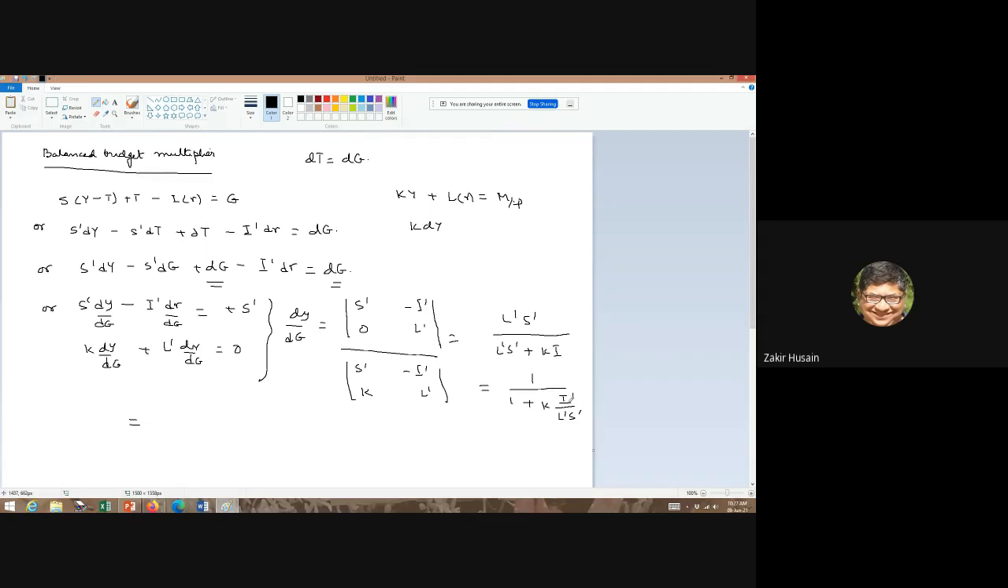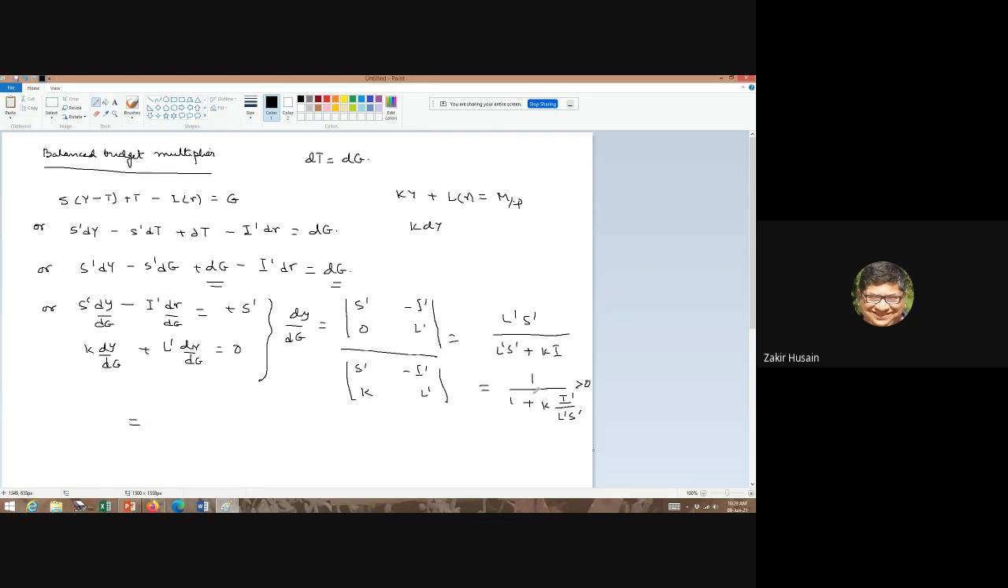Okay, so we have, well, first is it positive or negative? So I prime is negative, L prime is also negative. The two negatives cancel out, S prime is positive. So this is positive. So everything is positive and this will be greater than 0.